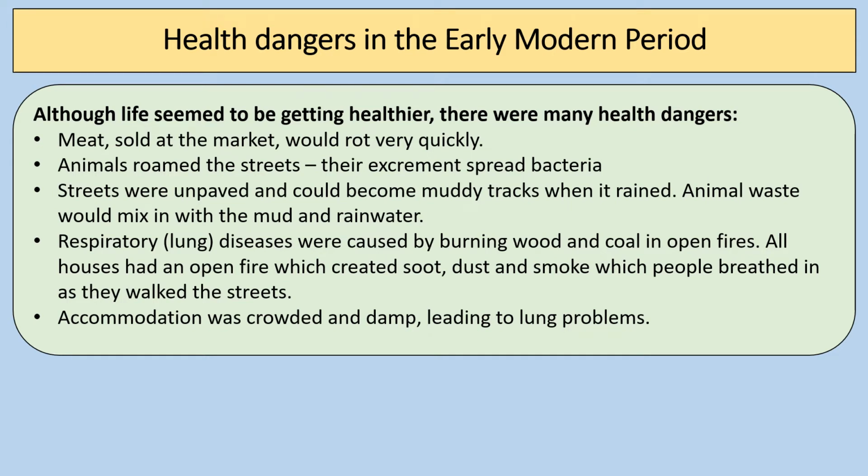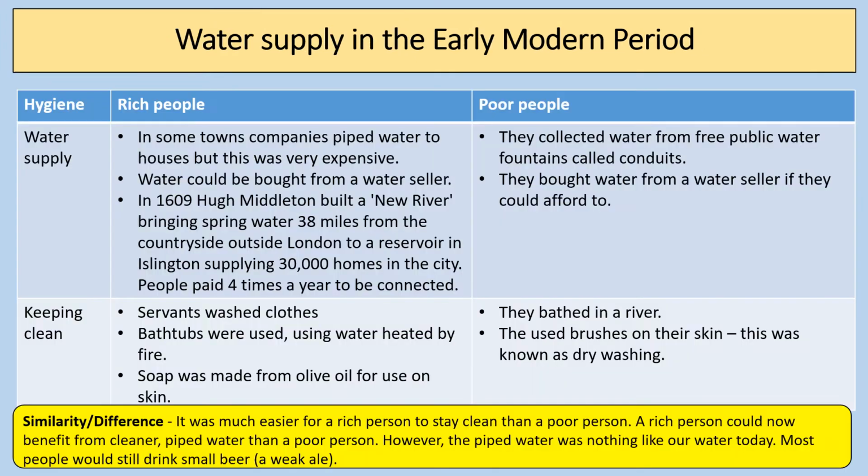There is also a growth in lung diseases during this time period, caused by burning wood and coal in open fires. Houses had an open fire which created soot, dust and smoke, which people breathed in as they walked the streets. Accommodation is really crowded and damp, and that could lead to lung problems. Drafty accommodation, not particularly well built.